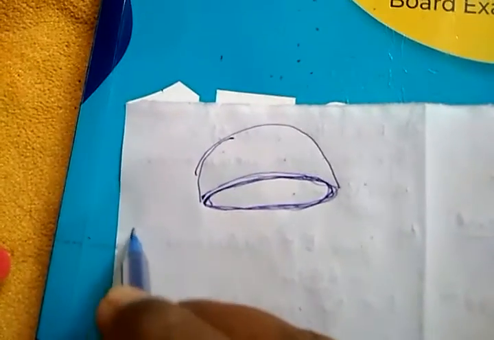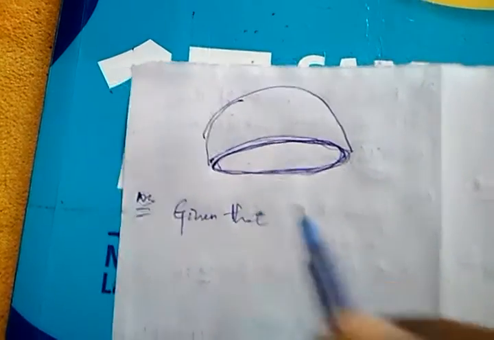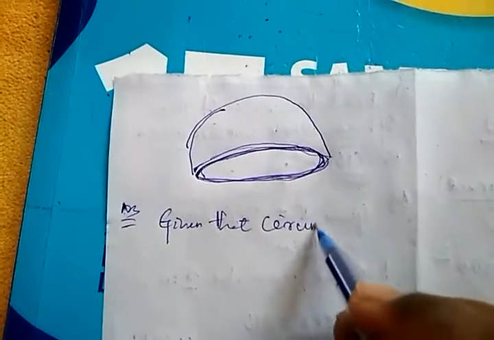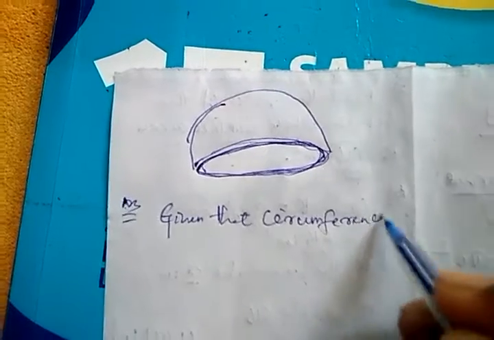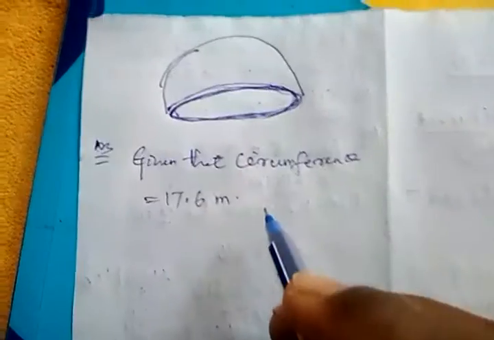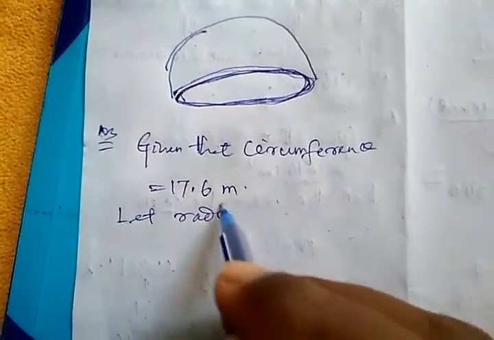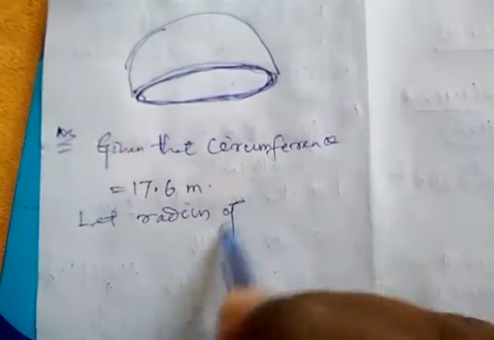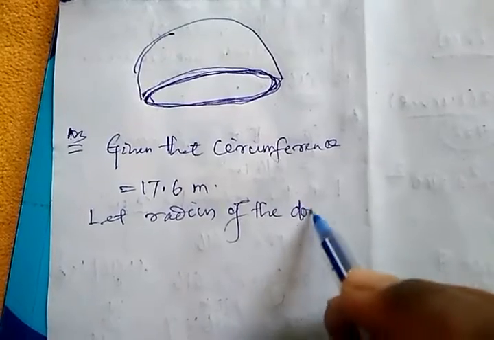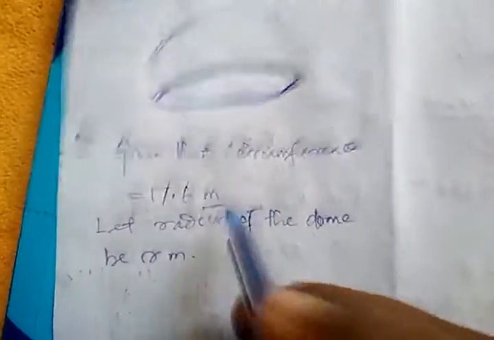Okay. So how to solve it? Given that circumference is equal to 17.6 meter. Let radius of the dome be r meter, because here meter is given.